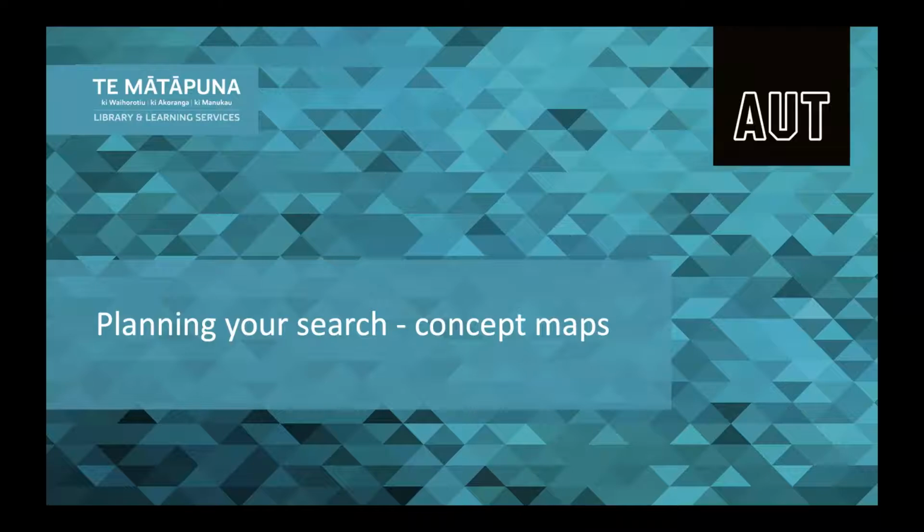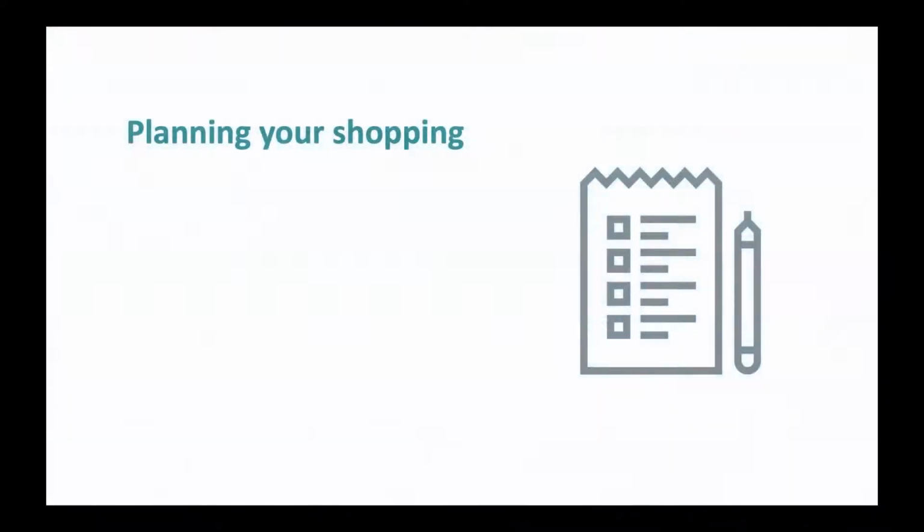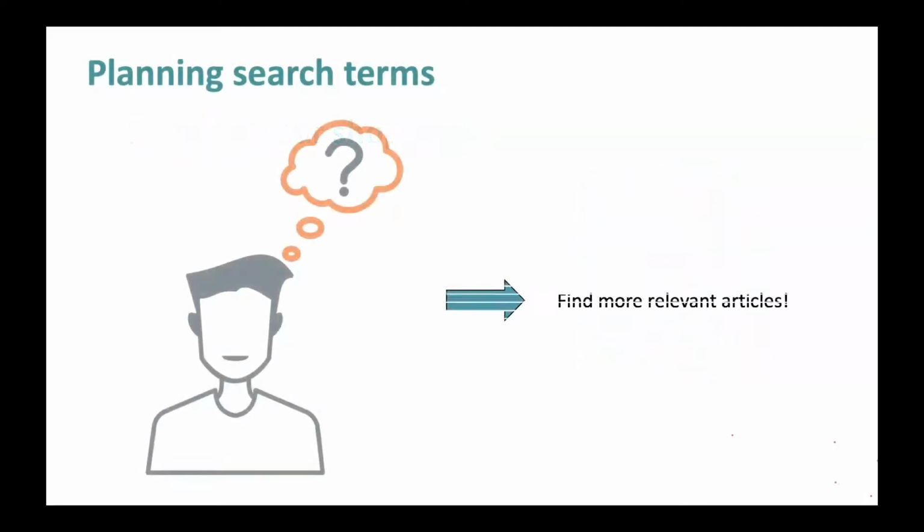Planning your search using a concept map. Planning a database search is a little like planning a shopping list to buy your groceries. A list ensures that you get the things that you need, and when searching a database, spending some time planning words and phrases for your search will help you retrieve as many relevant articles as possible.